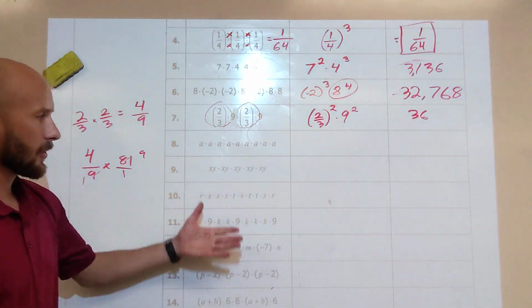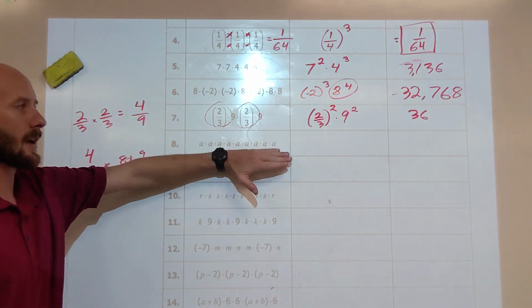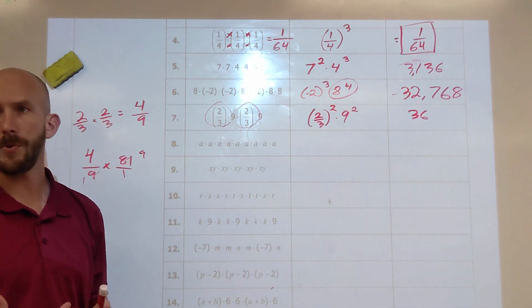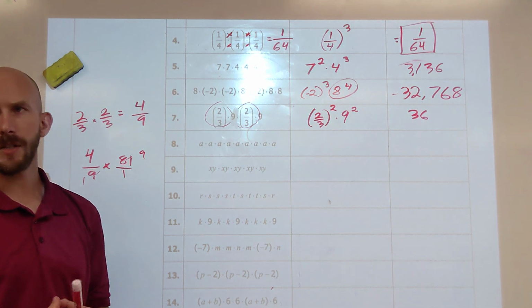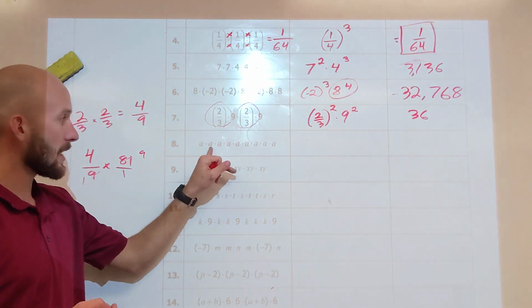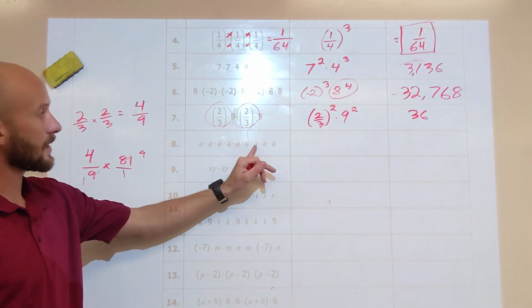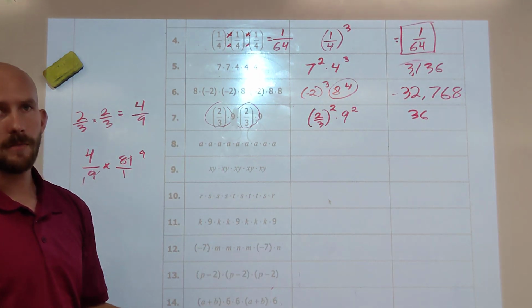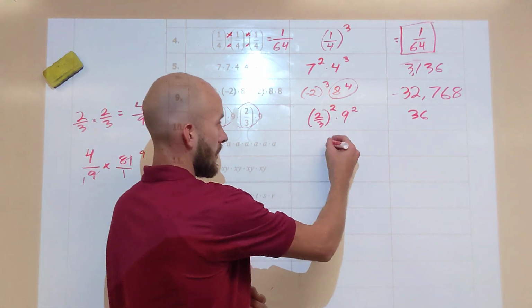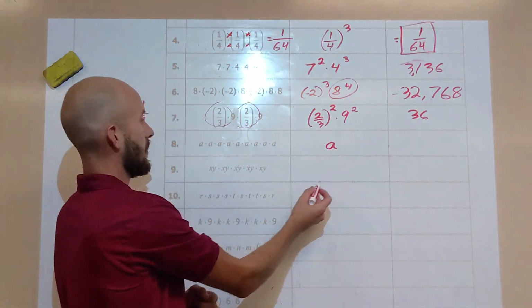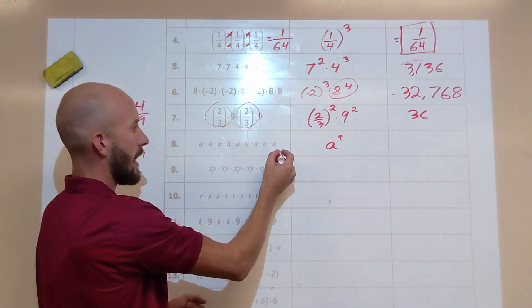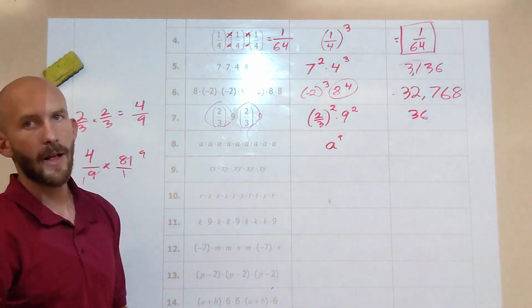All right, so now we're going to transition a little bit. We're going to do the exact same thing, but with a variable, because again, the rules, the way it works, is the same. If I've got a times a times a times a times a times a times a times a times a, what's going to be my base? A. And then what's my exponent going to be? 9. Yeah, a to the 9th power. Isn't that much simpler to write than all of that?